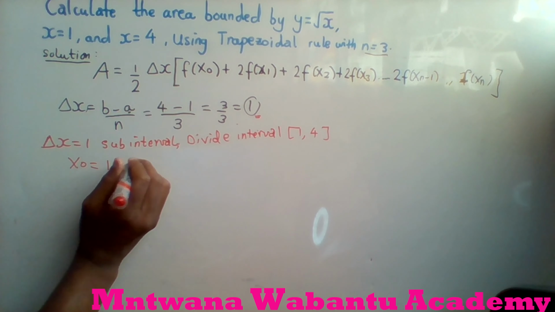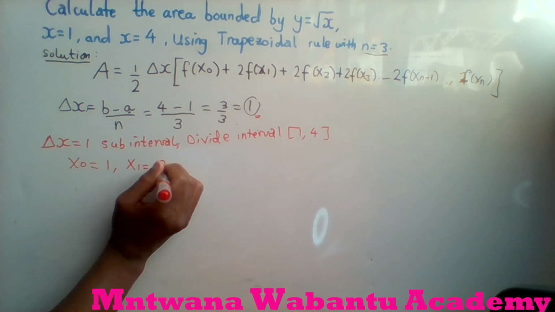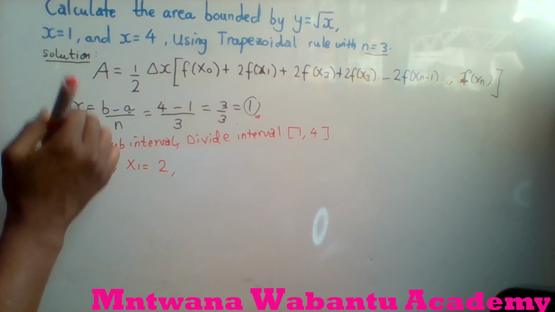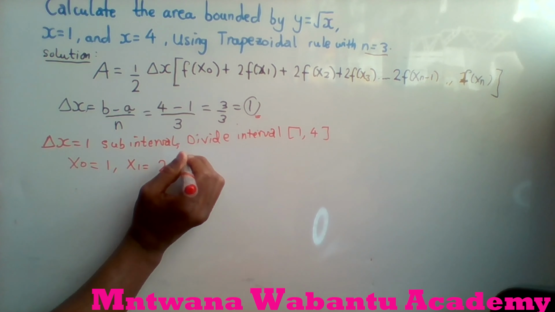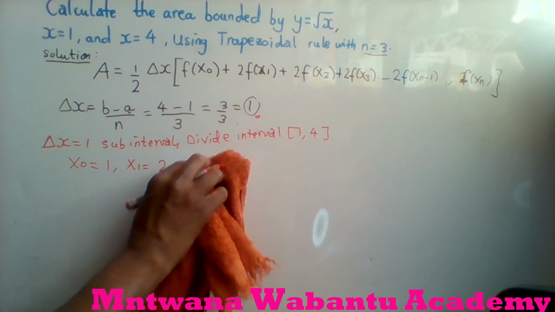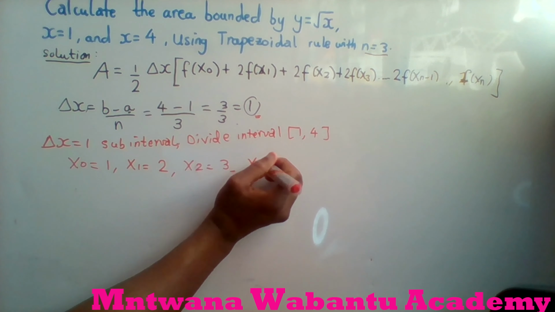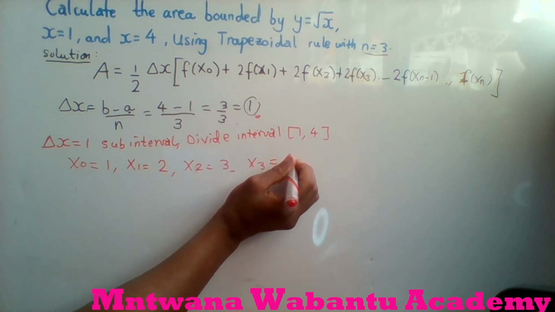So if this is 1, then x1 is going to be this one plus the subinterval, which is going to give us 2, until you go to the last number. So add another subinterval. So x2, excuse me, equal to 3, and our last one, x3, equal to 4.